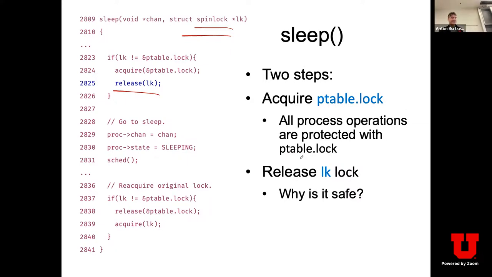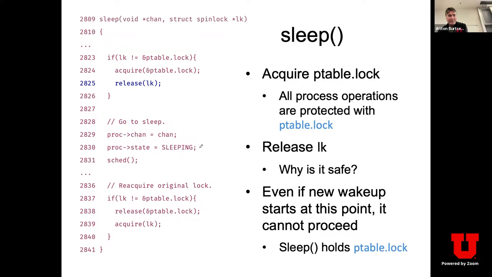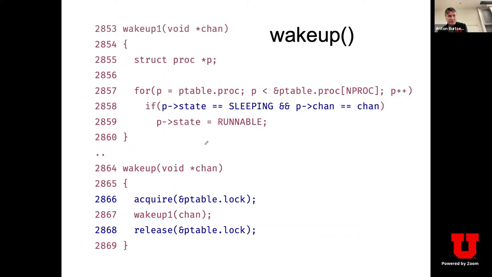Means that. And the question is, why is it safe to release this lock? What will happen if immediately someone tries to wake me up? The safety comes from the argument that you already acquired the process table lock, right? And so what happens internally is the following. The wake up function, before even proceeding to wake up, right?